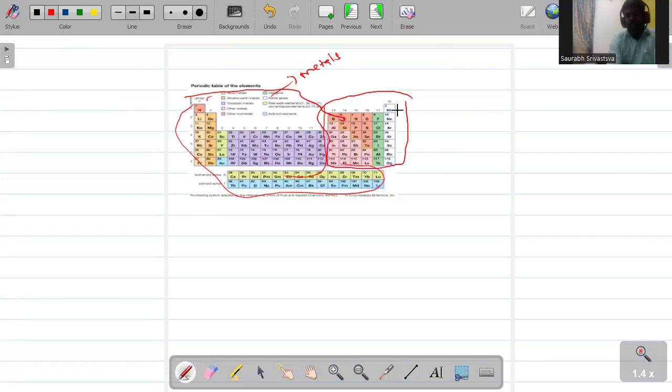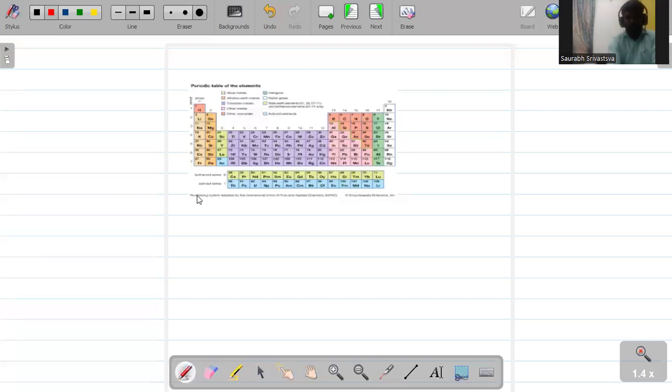Next, the P block elements have 3 divisions: metals, non-metals, and metalloids, that means semi-metals. Like we call male, female, transgender, same way it is metal, non-metal, and semi-metal. This is the border, the perfect line; it is the metalloid line. Overall, 8 elements are there. Metal, non-metal, metalloids.